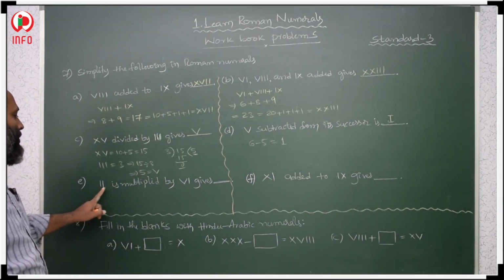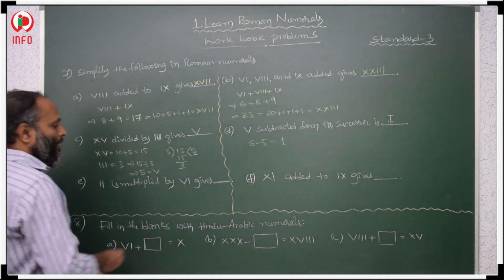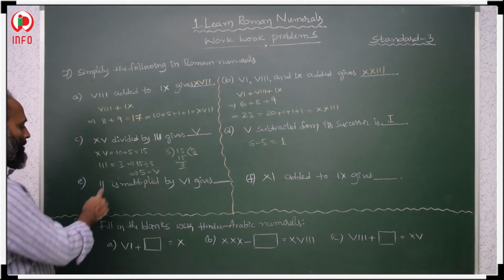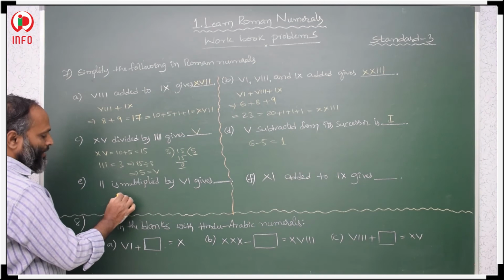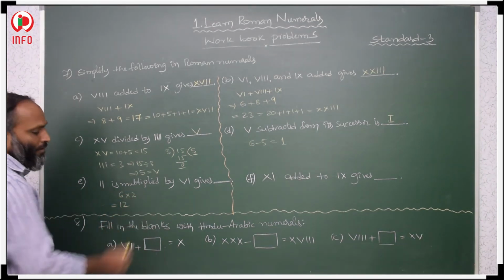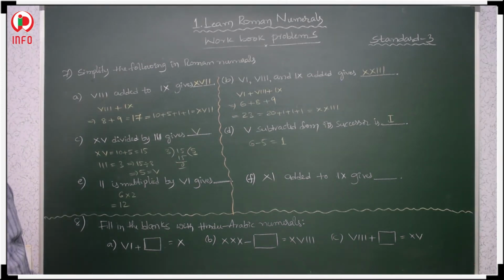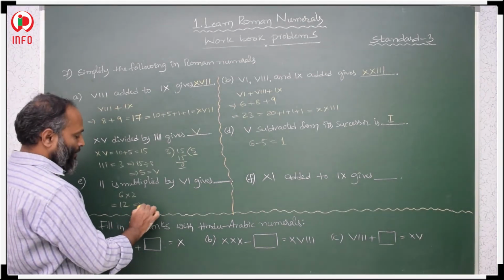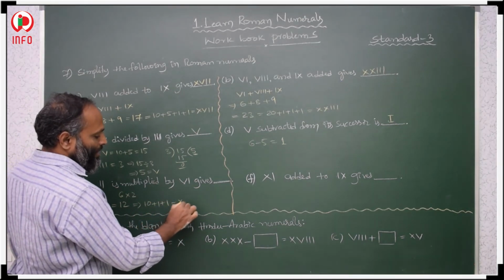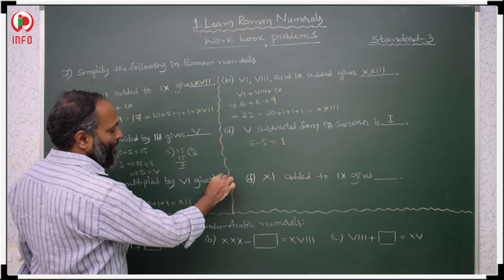Then 2 is multiplied with 6, then what does it give? 6 with 2, 2 sixes are 12. Multiplication gives 12. Then how to take 12? 10 plus 2 means X plus I plus I. That is XII.